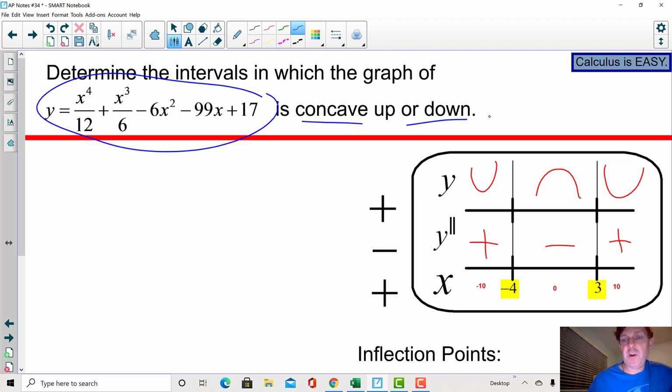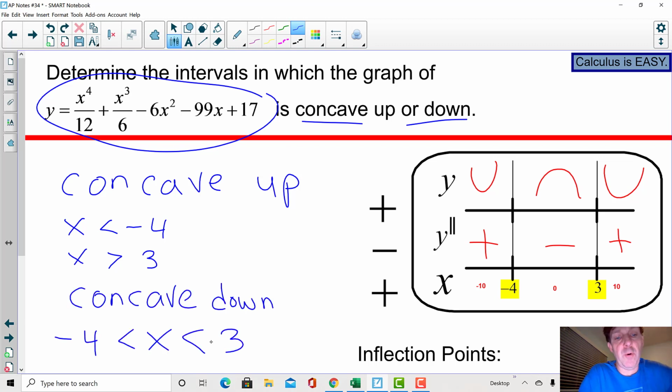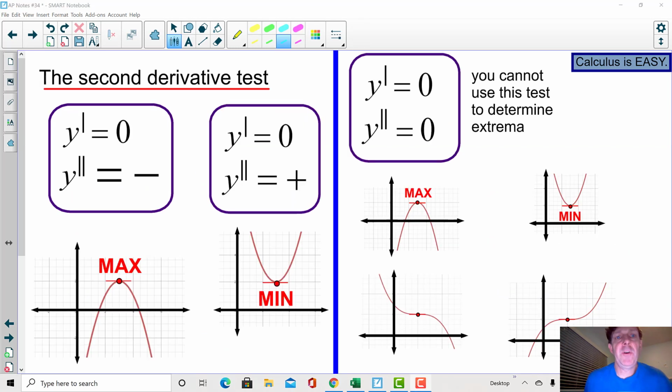We've already done that. We are concave up when x is strictly less than negative 4 and when x is greater than 3. And the function is going to be concave down when x is between negative 4 and 3. And that's it.